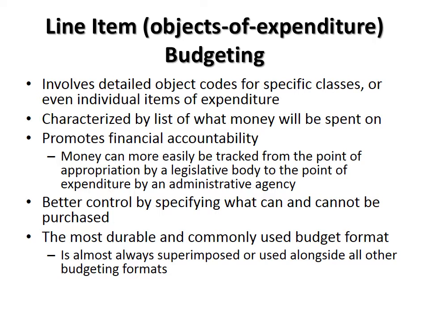The original purpose of the line item budget was to promote financial accountability beyond what was available through lump sum budgeting, because through line item or objects of expenditure budgeting, money can be more easily tracked from the point of appropriation to the point of expenditure. It therefore allows for better control by specifying what can and cannot be purchased. So for example, resources that are categorized for travel cannot then be used to pay for expenditures related to personnel issues.